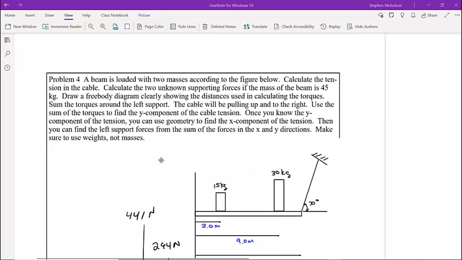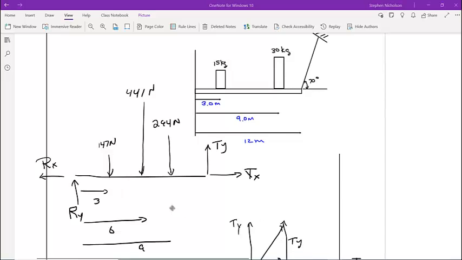Okay, number 4. So you've got this beam that has two masses plus the mass of the beam with these dimensions. And so here's my free body diagram. I've got the two support forces on the left. I've got the cable tension on the right, and I break the cable tension up into a Y component and an X component.